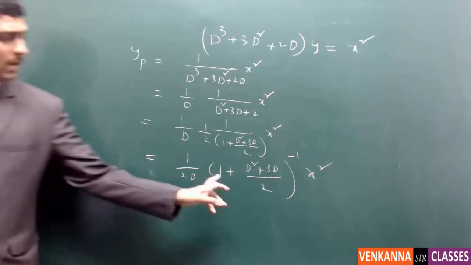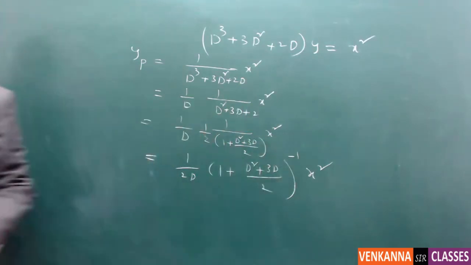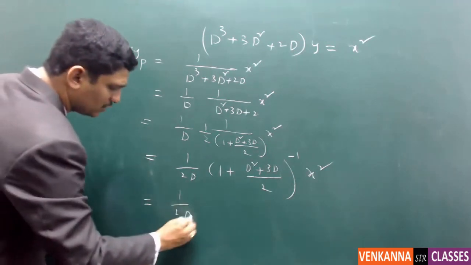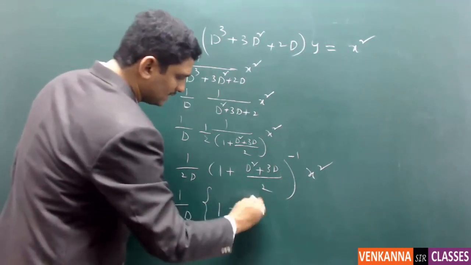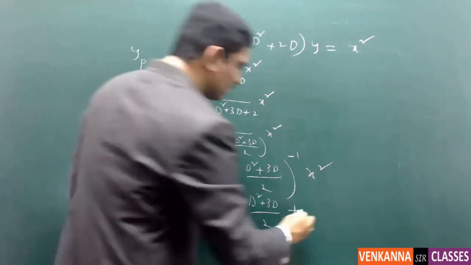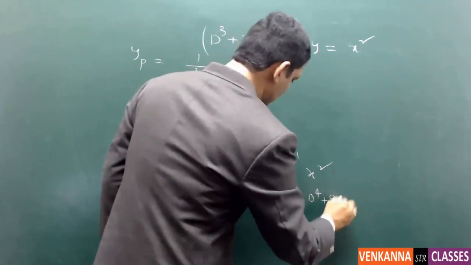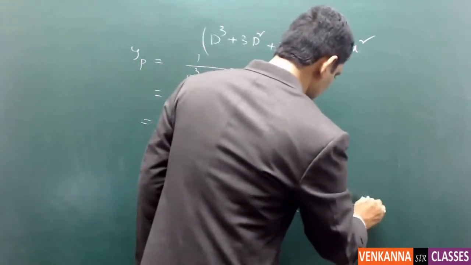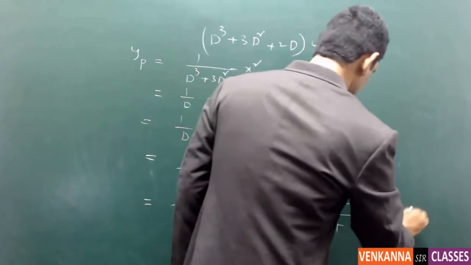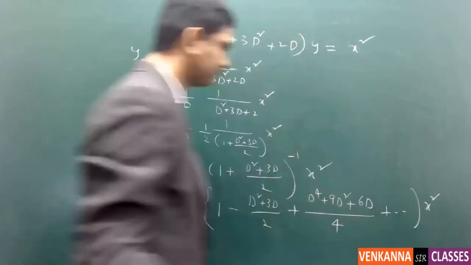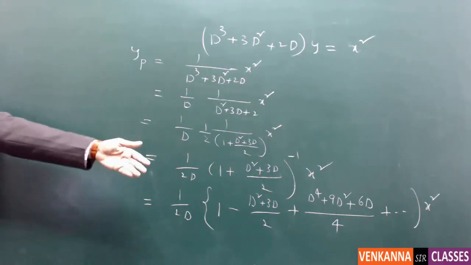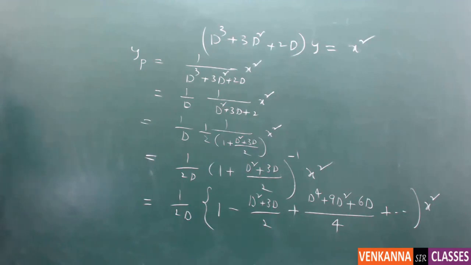Now it is of the form 1 plus x whole power minus 1. Let us apply the expansion here. So 1 by 2d of 1 minus x plus x square, that is, d power 4 plus 9d square plus 6d by 4, of x square. I have neglected the remaining terms because they will contain powers higher than 2. Accepted?